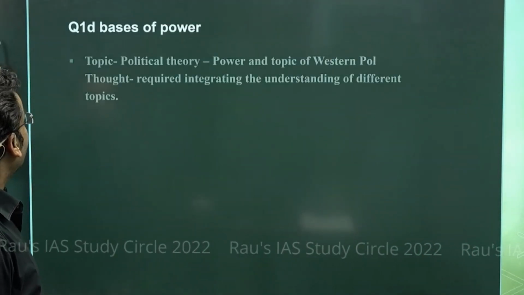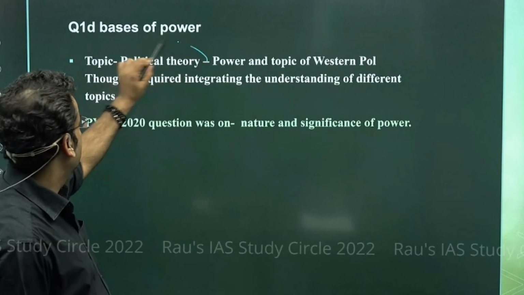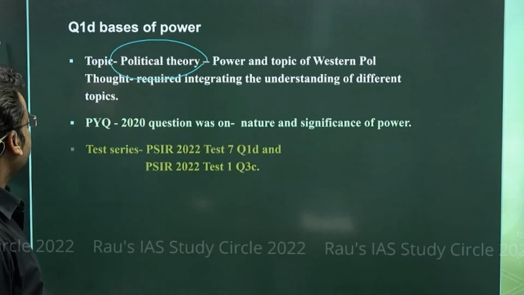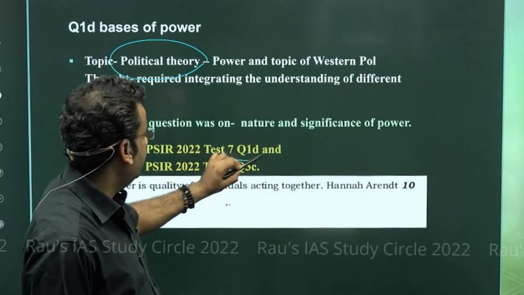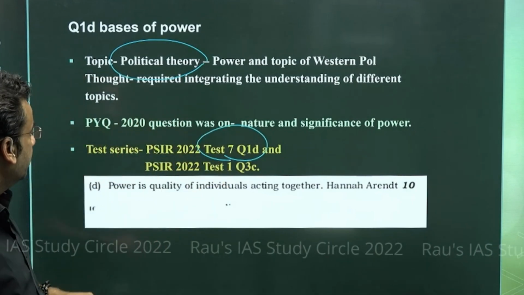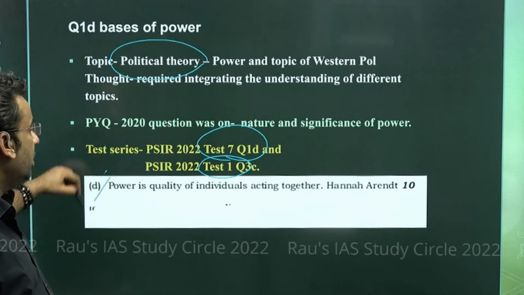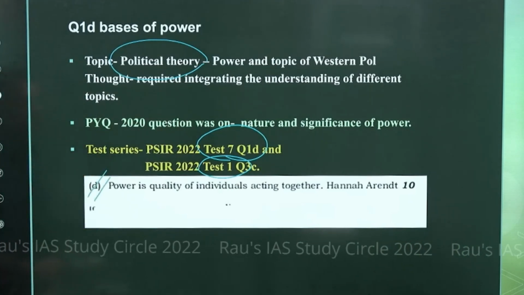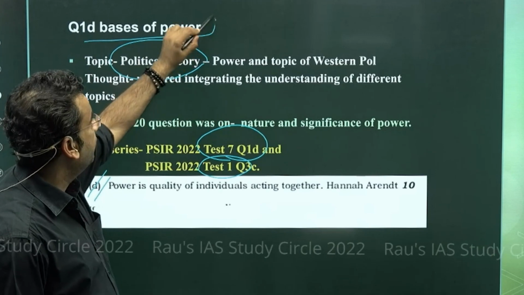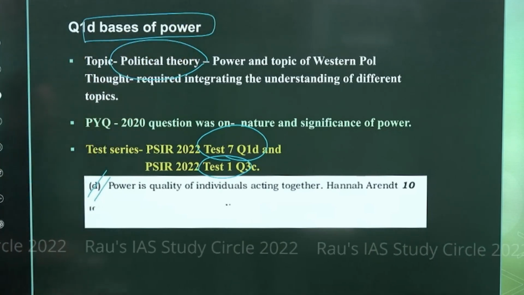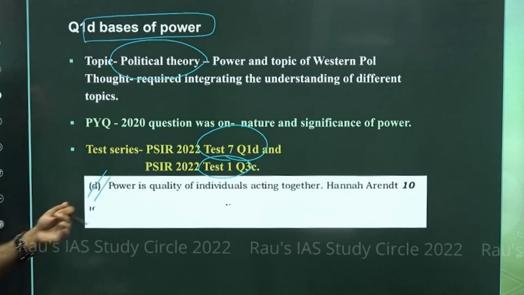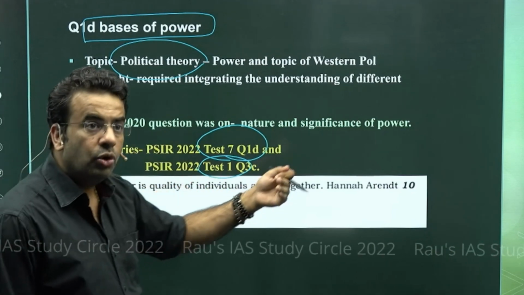Basis of power, a direct question was there from theory. Also in our test series, test 7, you can see the question number. It was in test 1 also. Power is the quality of individuals acting together, Hannah Arendt. So different scholars have analyzed power differently, and our question was specifically on Hannah Arendt's view on power.